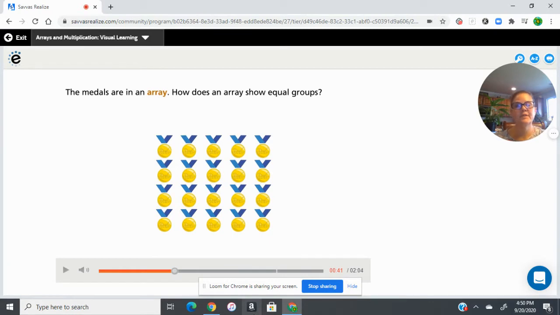Okay, so let's look at this picture. It's laid out very neatly. There's the same number in each row. Everything's lined up nice and neat. So how do you think that shows us equal groups? Think about that for a moment. Are there equal groups if you drew a circle around each line and there were 5 in each one? Would there be equal groups if you circled them from top to bottom with 4 in each one? They're both right because they're both sets of equal groups. Let's go ahead and continue watching.